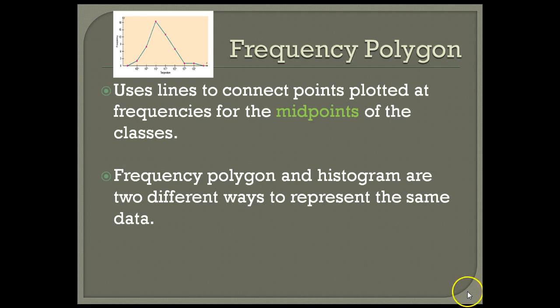The next type of graph that I'd like to talk about is a frequency polygon. The frequency polygon uses lines to connect points that are plotted at frequencies for the midpoints of the classes. So we still have to look at our classes, or bins, but this time we need to find the midpoints of those bins and plot those on the graph. The frequency polygon and the histogram are two different ways to represent the same data.